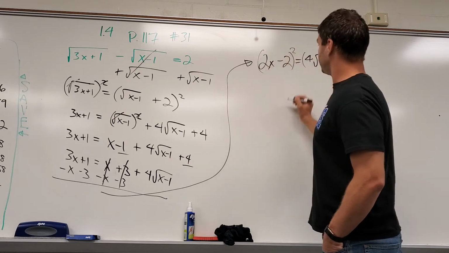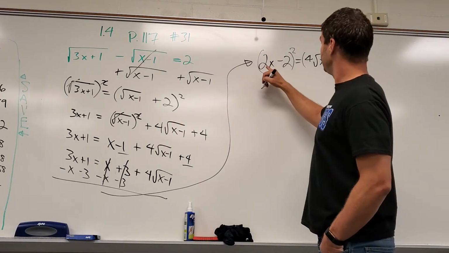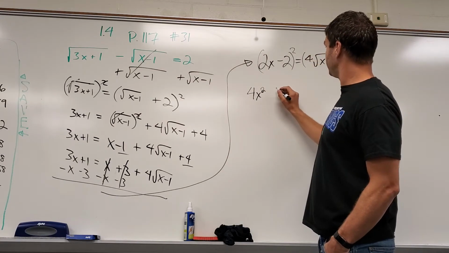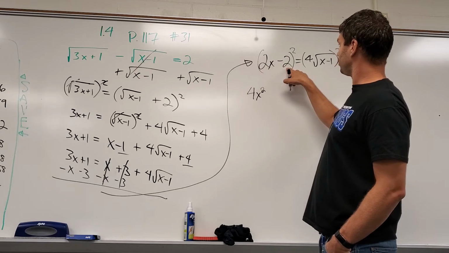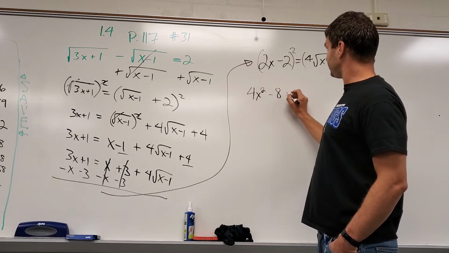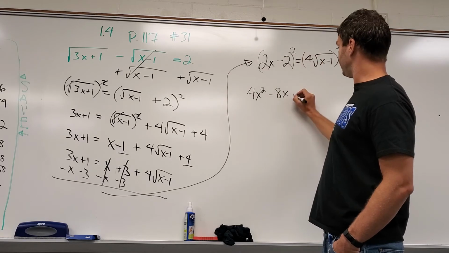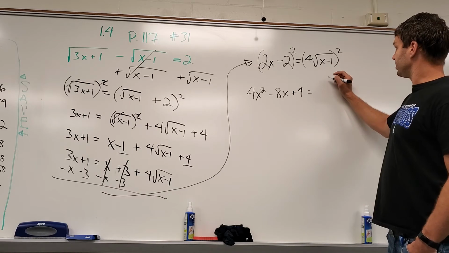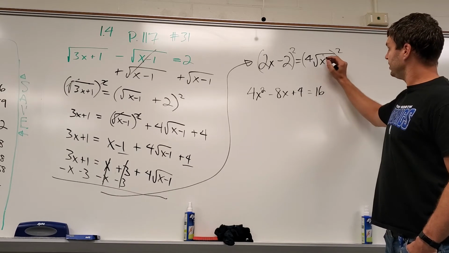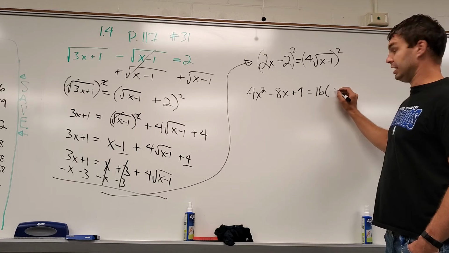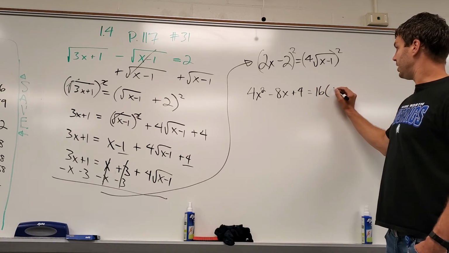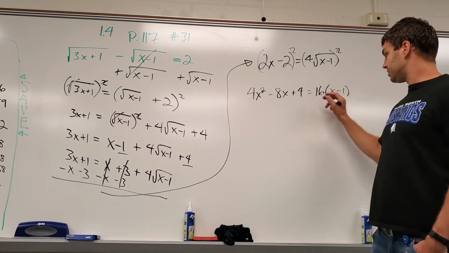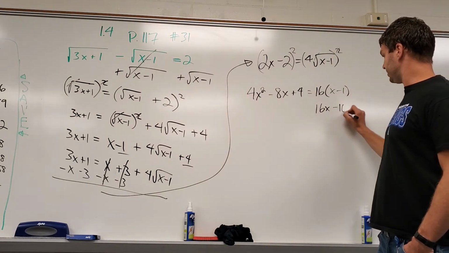And when I do that, on the left side, 2x squared is 4x squared. And then 2 times negative 2 times 2x is negative 8x, negative 2 squared is a positive 4, equals, and then over here, 4 squared is 16, and the square root and the square is going to cancel, so times x minus 1. Those cancel there. All right, let's simplify and get 16x minus 16.